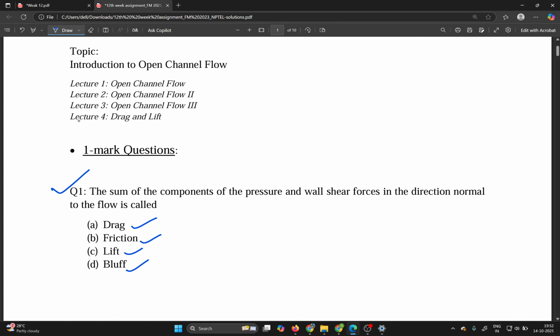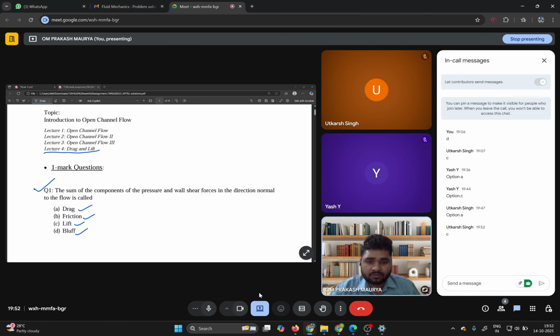So we see from lecture number 4. If you do not know, please just try to Google and just see the figure also. When you see the figure, you will see what the question is telling, the sum component of the pressure and shear force in the direction normal to the flow. Some pictorial representation also you try to see in your search. Definitely you will be able to give the correct answer. If you do not know, then there is no issue. Okay. So Utkarsh is telling C, lift. Okay, fine. And what about yes?